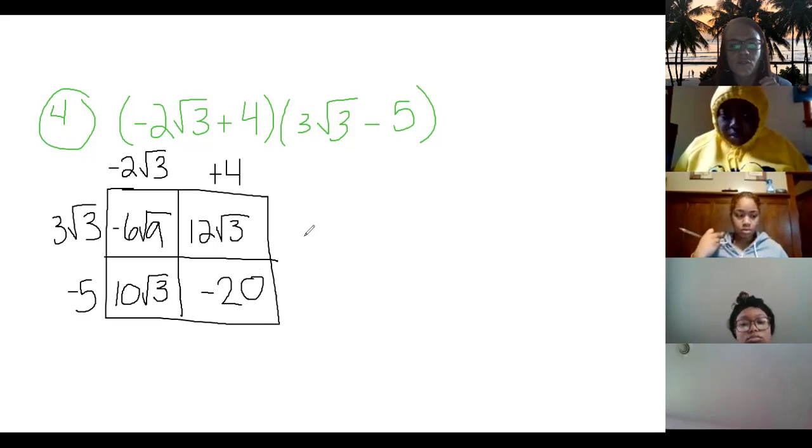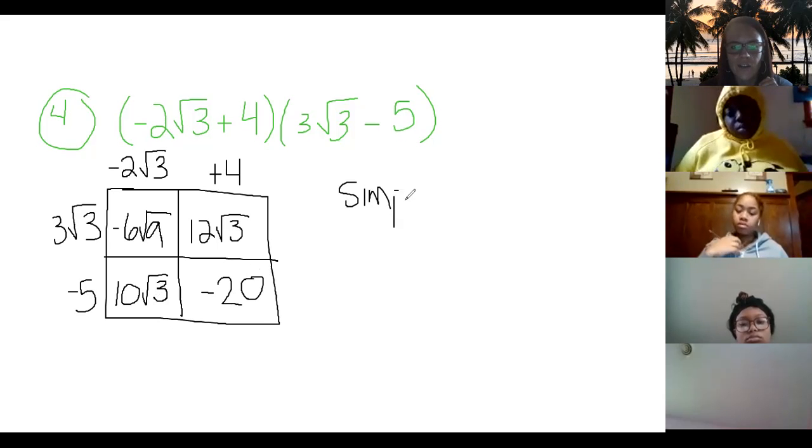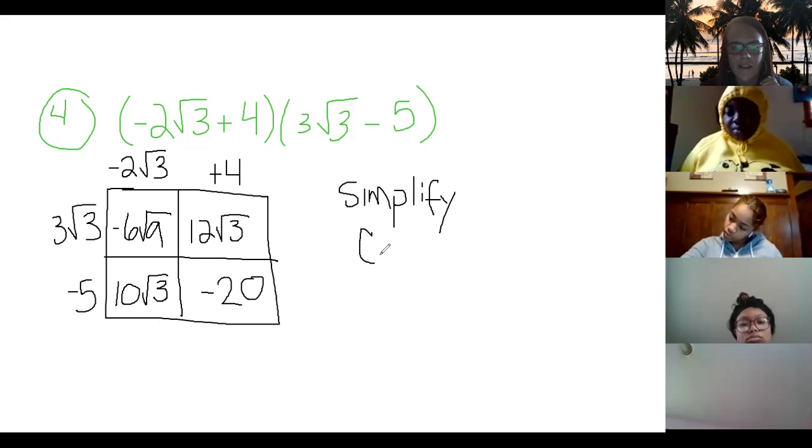So the last thing to do is don't forget that we need to simplify. So I'll write that down, simplify, and look to see if you can combine like terms. Simplify. Definitely not a spelling teacher, that's for sure. Okay, simplify and combine if you can.